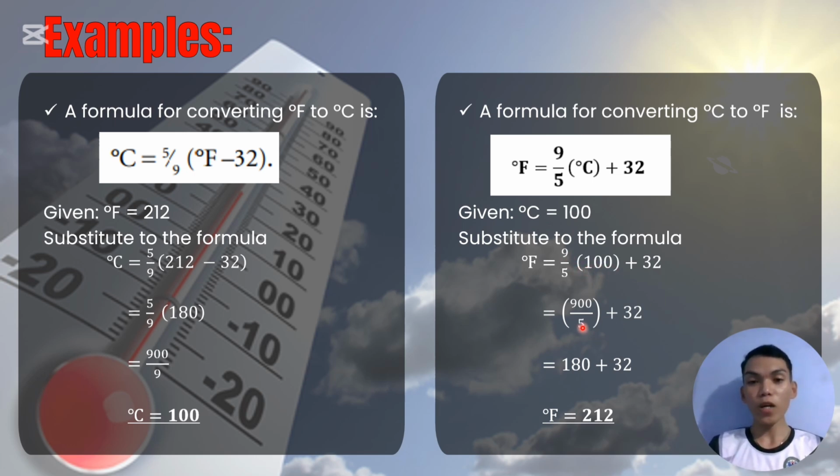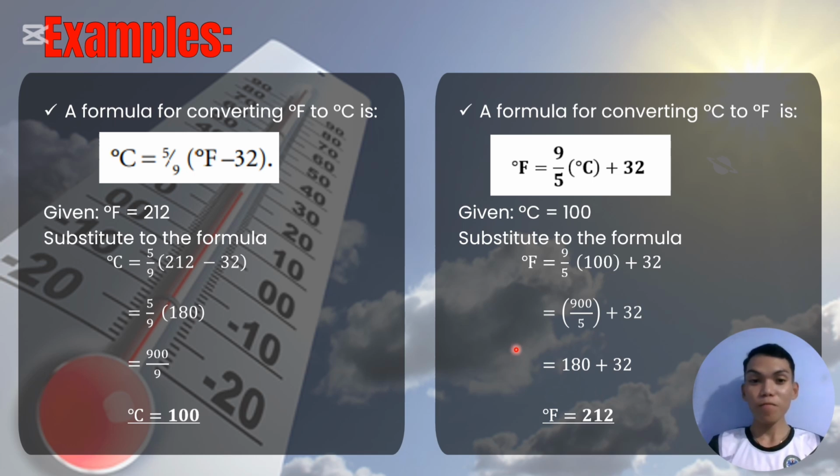The next step is to multiply 100 by 9 divided by 5. First we multiply: 100 multiplied by 9 is equal to 900 over 5 plus 32. Next we divide 900 by 5 and we get 180, plus 32. 180 plus 32 gives us the answer 212. So 212 is our degrees Fahrenheit.